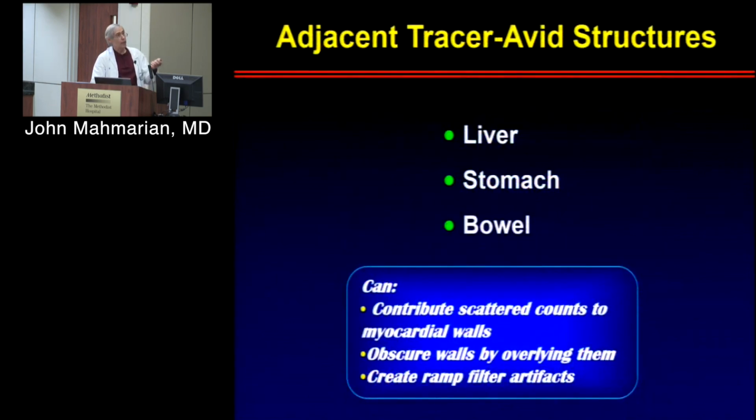The other thing is that subdiaphragmatic count activity can cause many, many different types of artifacts, from the liver, the spleen, the gut. You can get contribution of counts from scattered counts into the inferior wall from any of these organs, or you can obscure.